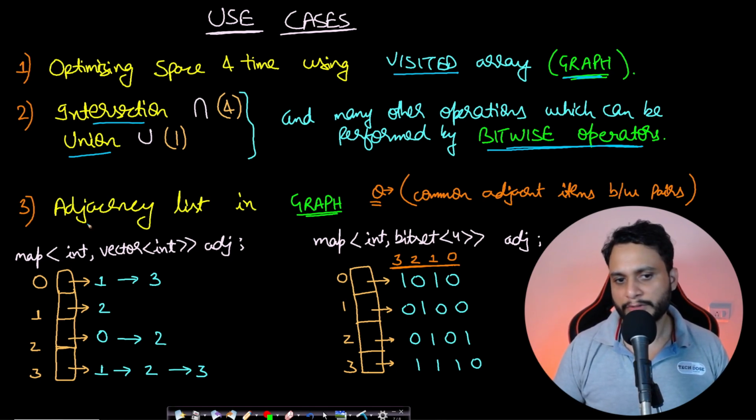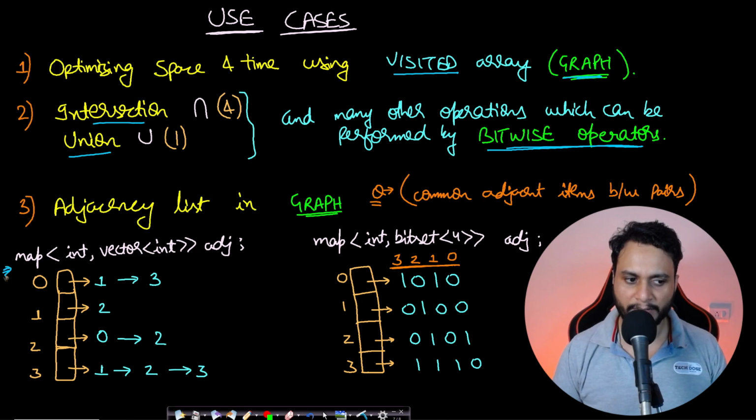Now you can also try to make an adjacency list in a graph. Yes, it is possible with bitset. So I have given you one example. Even though I have written map here, you can take unordered_map, and this is like the node, and this is the list of nodes to which it is pointing, or maybe the adjacent nodes. So the adjacent nodes of 0 are 1 and 3, the adjacent node of 1 is 2, for 2 the adjacent nodes are 0 and 2, and for 3 the adjacent nodes are 1, 2, 3.